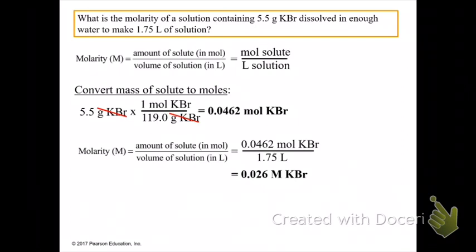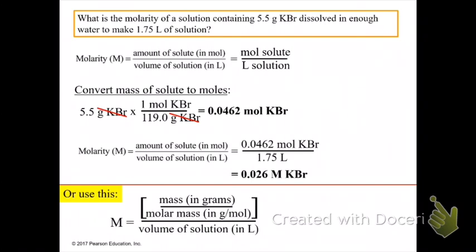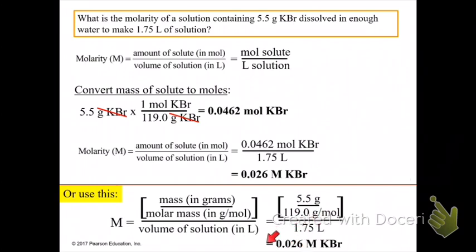You can use these steps, or you can just plug all the numbers into the equation that I showed you in the previous slides. So the total mass of KBr divided by the molar mass of KBr, which is 119, divided by the volume, which is 1.75. And that gives you the same number, 0.026 molar solution. Notice that this is a small number, because you have a bunch of zeros here, 0.026.